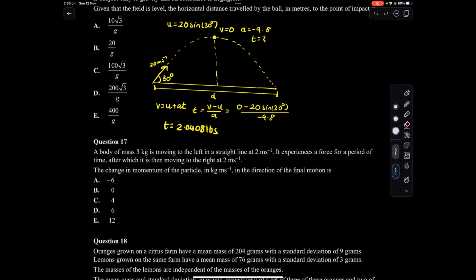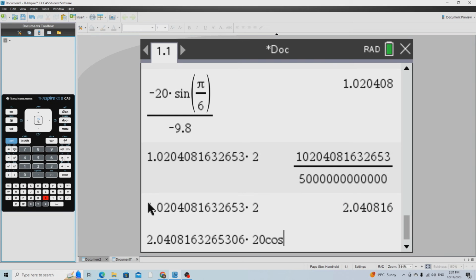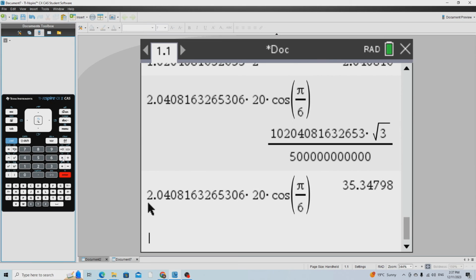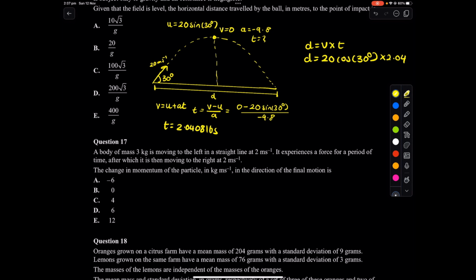We can easily use distance is equal to the velocity times time. And we know that the velocity is the horizontal velocity, which is 20 cosine 30 degrees, multiplied by the time, which we've already calculated to be 2.04. So let's use our calculator for that one. So this times 20 cos 30 degrees, which is pi on 6. And that gives me 35 point blah, blah, blah, which, let's have a look at the answers.